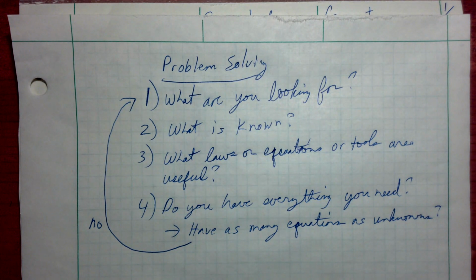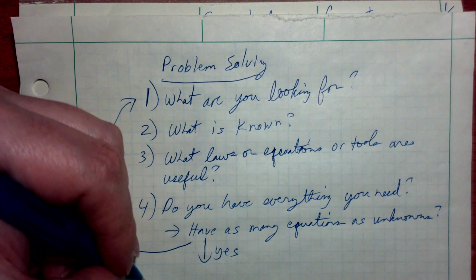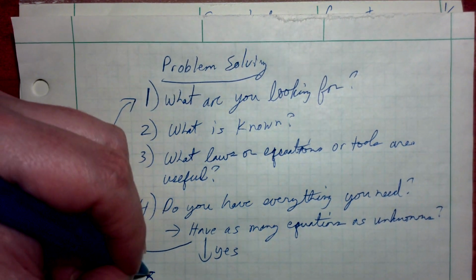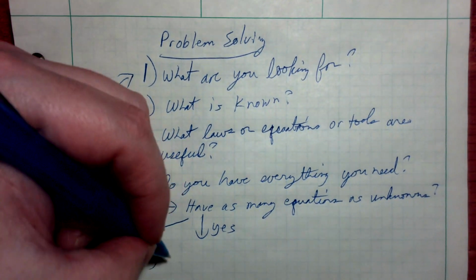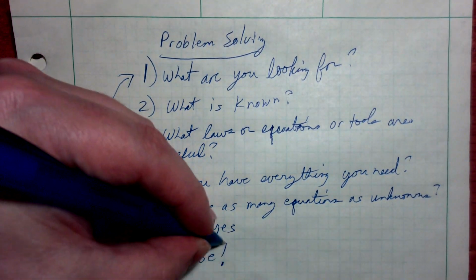And this is how basic problem solving works. When you hit the point where the answer is yes, then step 5 is the final step: just go do the darn thing. Just go solve. That's the only one that's not a question.